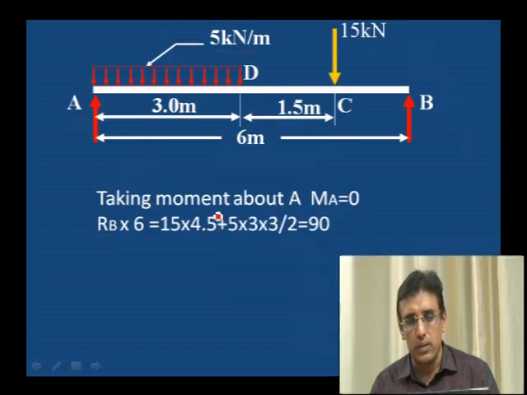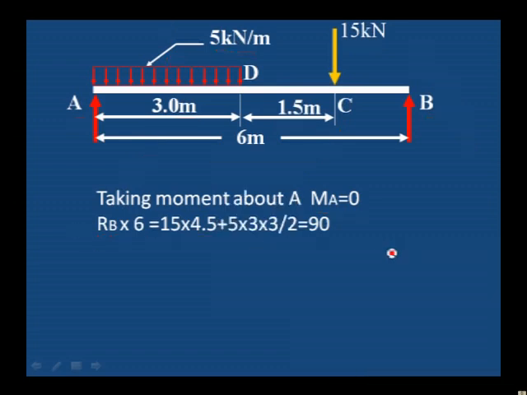Now if we simplify this, 90 kilonewton meter is the total moment due to clockwise downward loads, and the support moment is RB into 6. Therefore, RB is equal to 15 kilonewton. Now we have the value of RB.